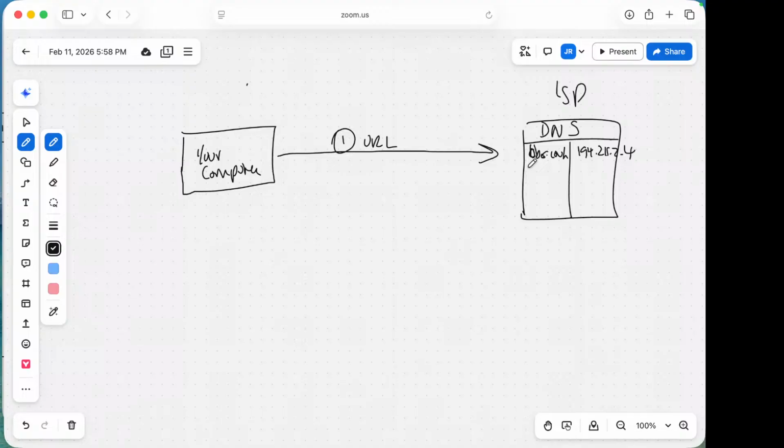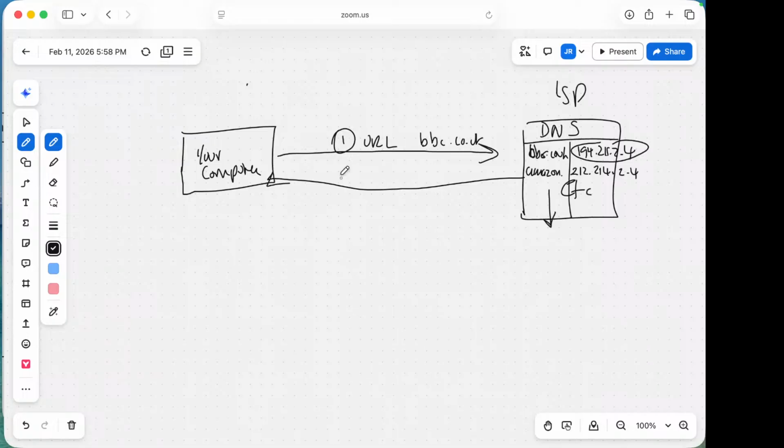And they've got other things in it, like Amazon, and that is 212.214.2.4, etc. And it should have most websites in existence. And if it doesn't, it can find that out. So it looks up what you typed in. So say, for example, I typed in bbc.co.uk. It will then return the IP address. So it returns the IP address of your URL. Remember, the IP address is the internet address.